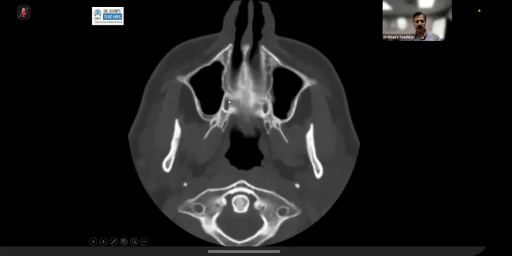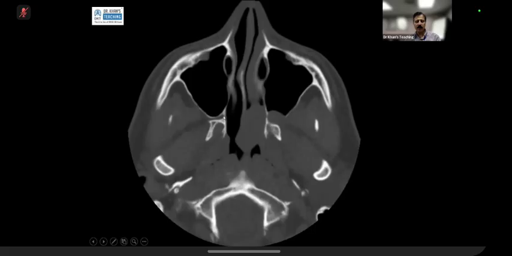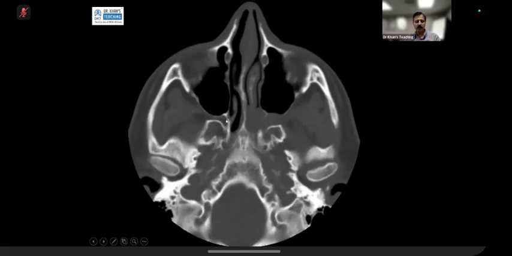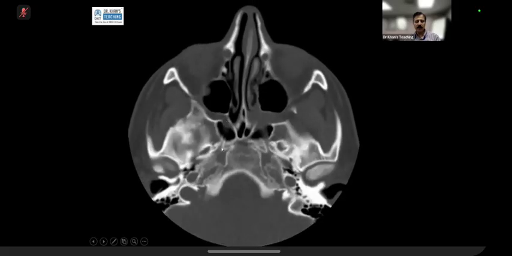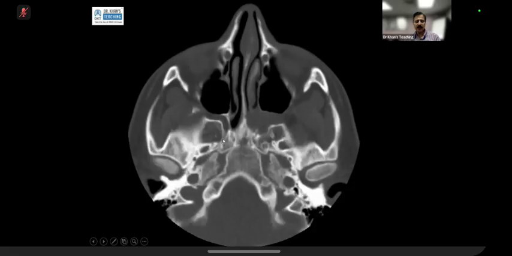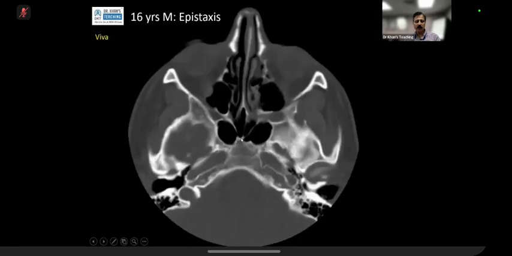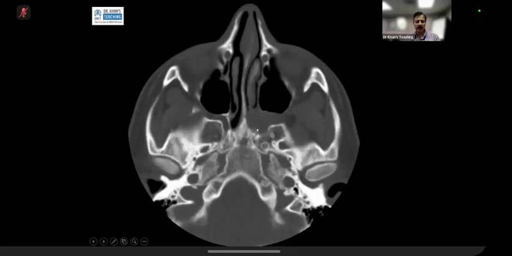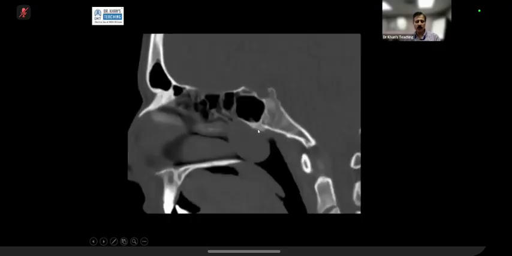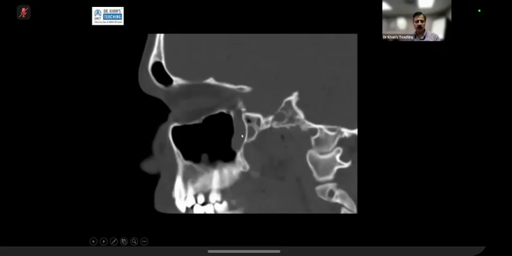This is the hard palate, the last slice. So this is the greater palatine foramen, and I'm going up again. Here, this is the Vidian canal, and at a slightly superior level, there will be foramen rotundum. In this particular case, the slices are slightly thick. So this is the pterygopalatine fossa. Anteriorly, it is communicating with the inferior orbital fissure with the orbit.